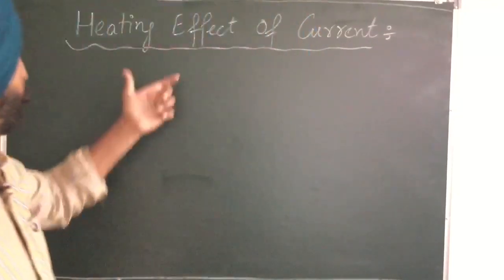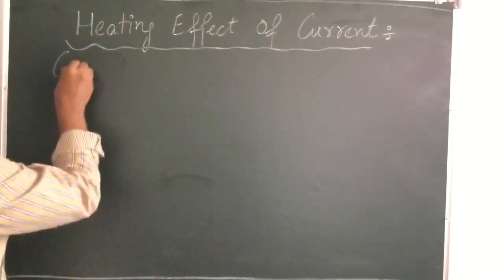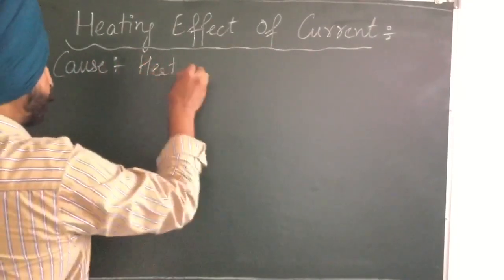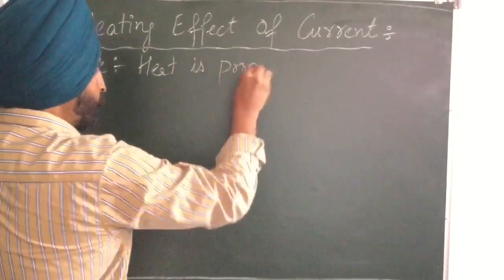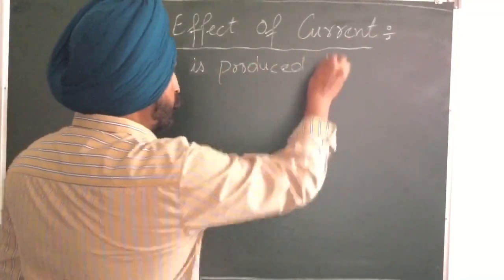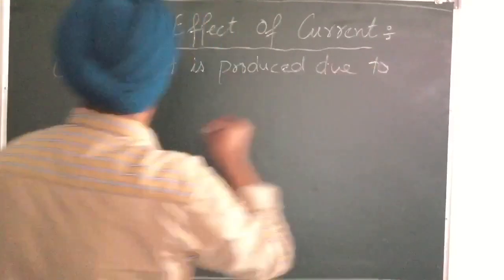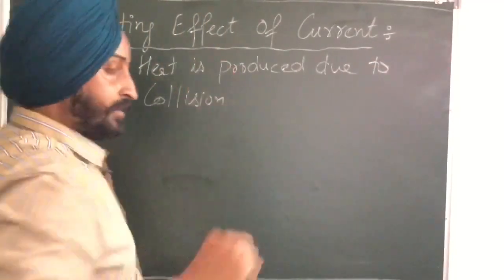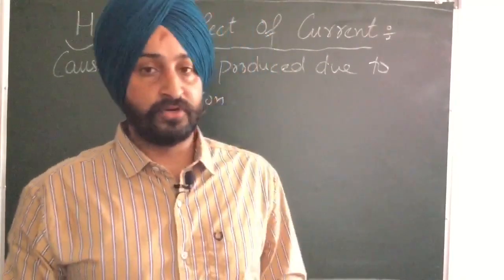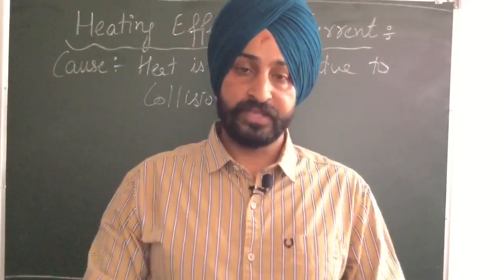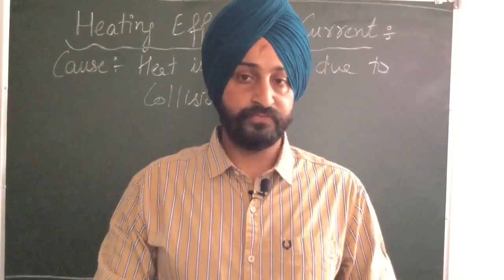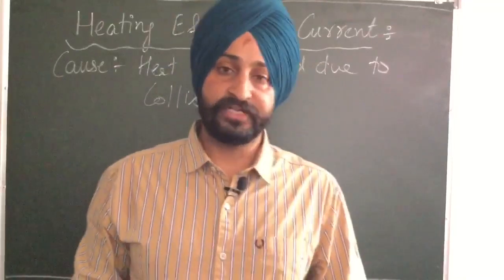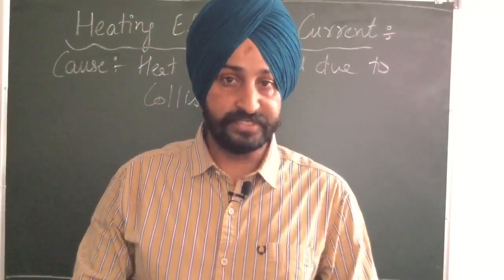So what is the cause of heating effect of current? So cause is heat is produced due to collisions. So when electrons are moving in a body, there occurs number of collisions, and those collisions are the reason for the heating effect produced in that body. Now the point is, what is the amount of this heat that is produced?